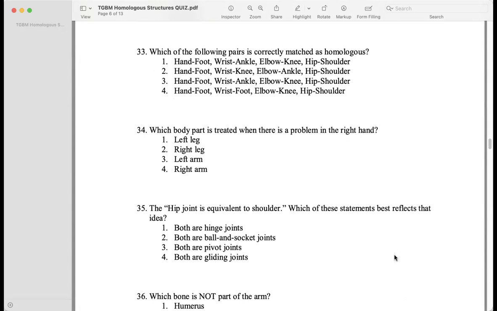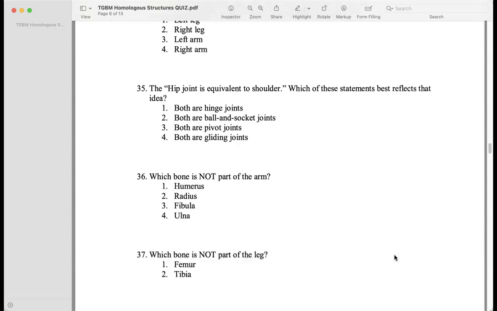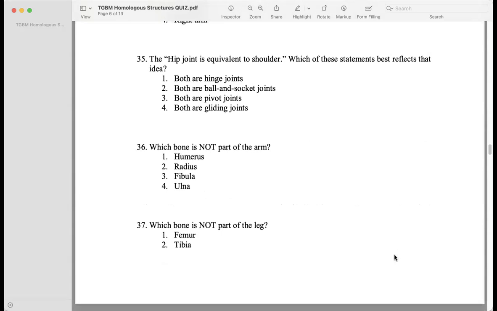Which of the following pairs is correctly matched as homologous? Fast. Go. Hand, foot; wrist, ankle; elbow, knee; hip, shoulder. Okay, number one. Which body part is treated when there is a problem in the right hand? Left leg. Okay. The hip joint is the shoulder. Which of these best reflects that idea? Both are ball and socket joints.